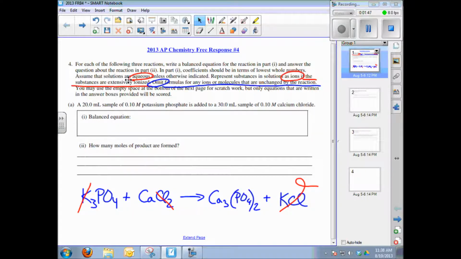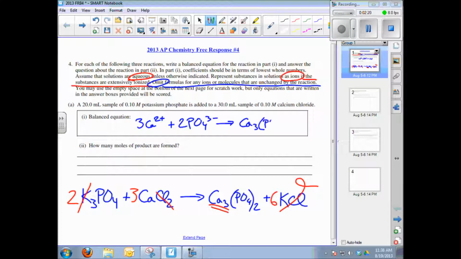So what's the final answer? Well, it's going to be, I'm sorry, I didn't balance the equation, did I? I've got 3 calciums here, so I need to put a 3 here. That gives me 6 potassium chlorides. That means I need to put a 2 over here in front. Now you can bring all this up to the final answer. You have 3 calcium 2+, and 2 phosphates, sorry, that's a 3-, yield your product, calcium phosphate.